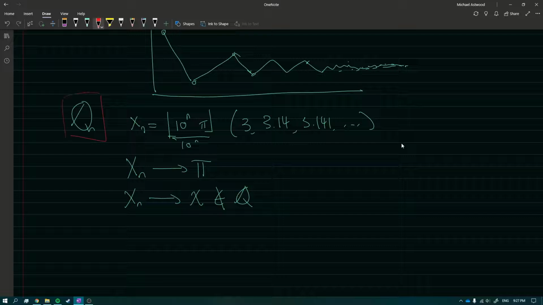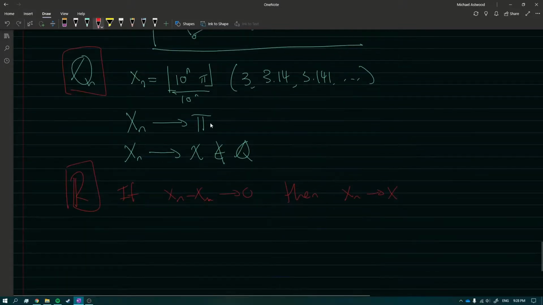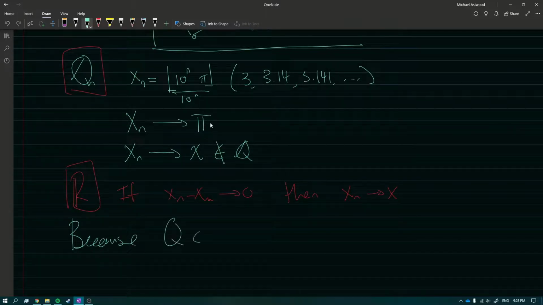Yeah, okay, so that's a nice little example of why Q is not complete, but R is. So R: if Xn minus Xm goes to 0, then Xn goes to some limit x. That looked like an infinity, not an x. Great, so in fact, because Q is a subset of R, and it's dense, we call R the completion of Q, or a completion of Q.